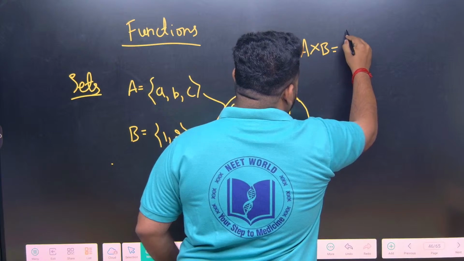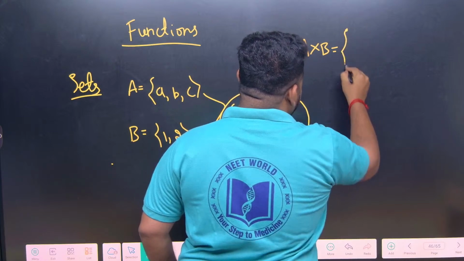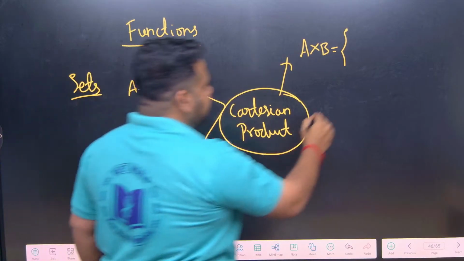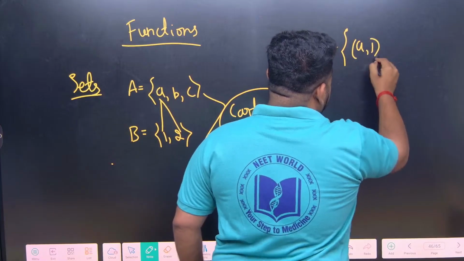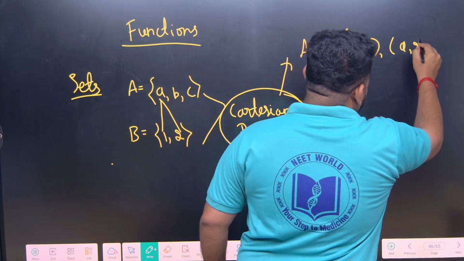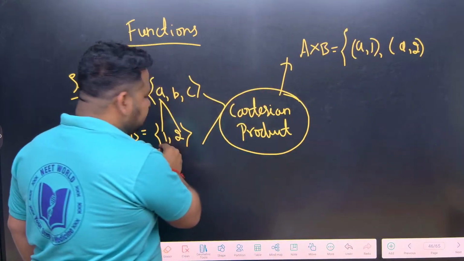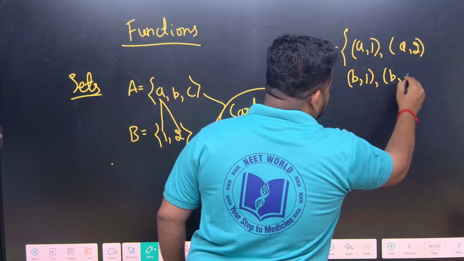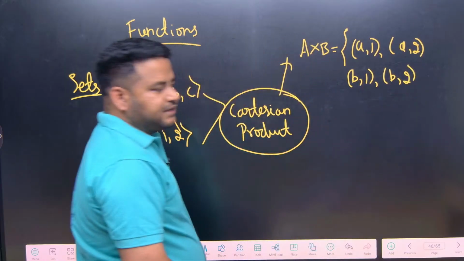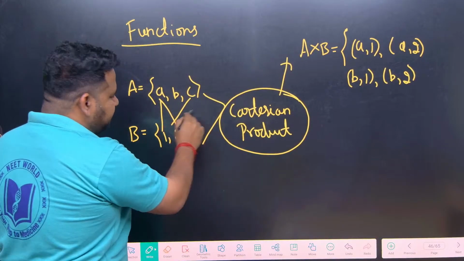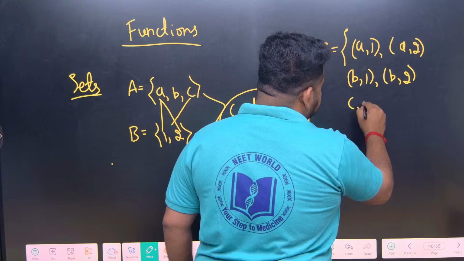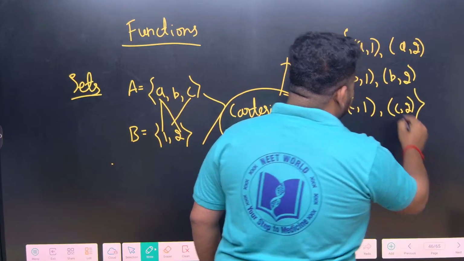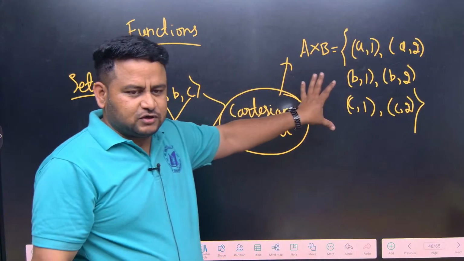This gives us ordered pairs. What can I write? First we write (a, 1), then (a, 2). Then we write (b, 1), (b, 2). Then you write (c, 1) and (c, 2). So this is the Cartesian product we got.